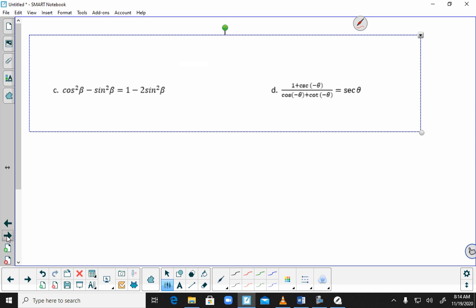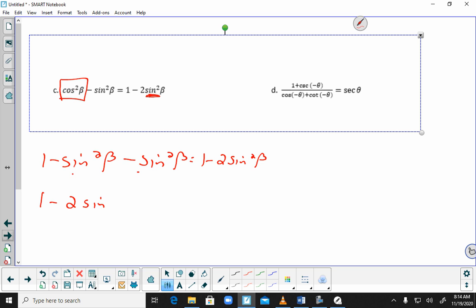Okay, the next one, I have cosine squared beta minus sine squared beta is equal to 1 minus 2 sine squared beta. I look over here and I see that everything on this side is in terms of sine squared. So I want to rewrite this in terms of sine squared. Remembering from my Pythagorean identity that cosine squared is equal to 1 minus sine squared, well, this is 1 minus sine squared beta, minus sine squared beta is equal to 1 minus 2 sine squared beta. Now here's my 1. I have 2 of these, so minus 2 sine squared beta is equal to 1 minus 2 sine squared beta, and I'm done.